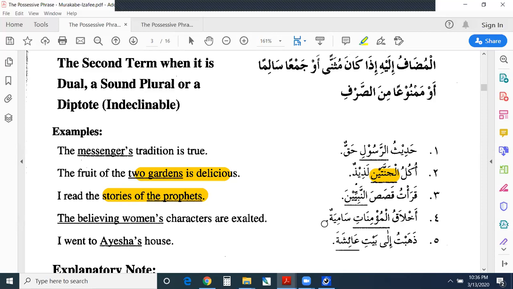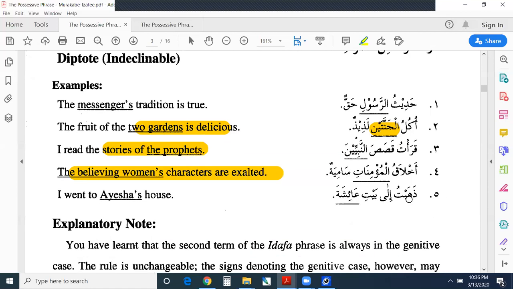Akhlaqul Muminati samiyatun. The believing women's characters are exalted. Zahabtu ila bayti Aisha ta. Why Aisha ta here? Ghair munsarif. This is the name of an Arabic woman and it's a ghair munsarif. So in the jar, it can only accept the fatha and not kasra. Remember these rules, write it down somewhere, because if I have to put kasra here, then it will be Aishati, but there is no such thing as Aishati. Get it?